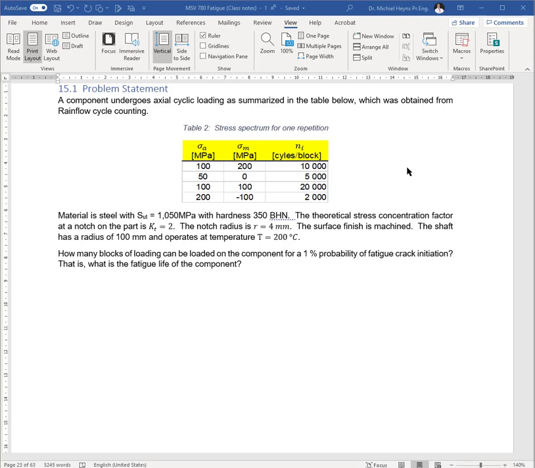This is a stress life example. Let's look at the problem statement. A component undergoes axial cyclic loading, as summarized in the table below, which was obtained from rainflow counting.